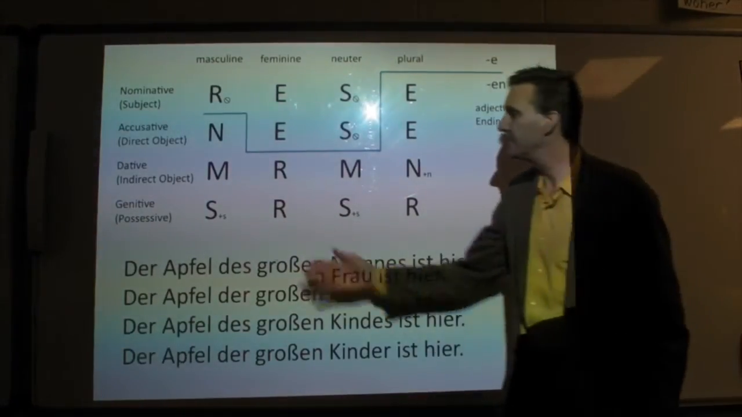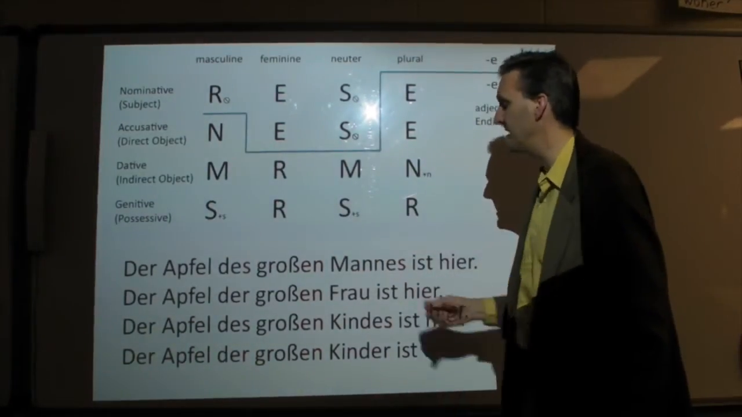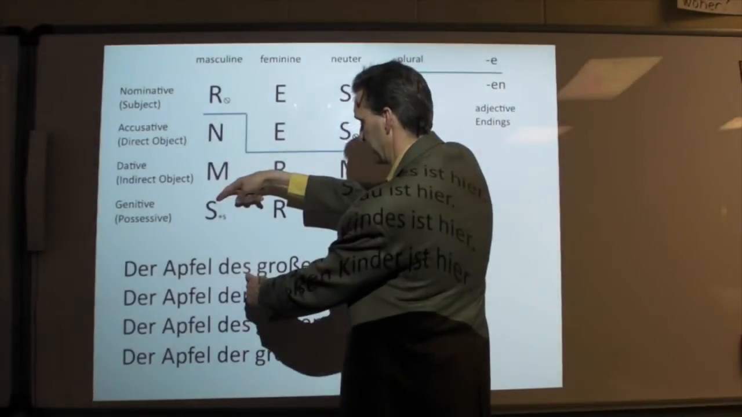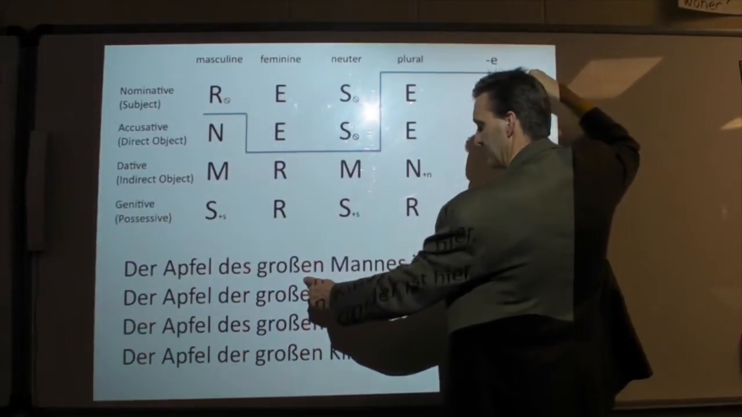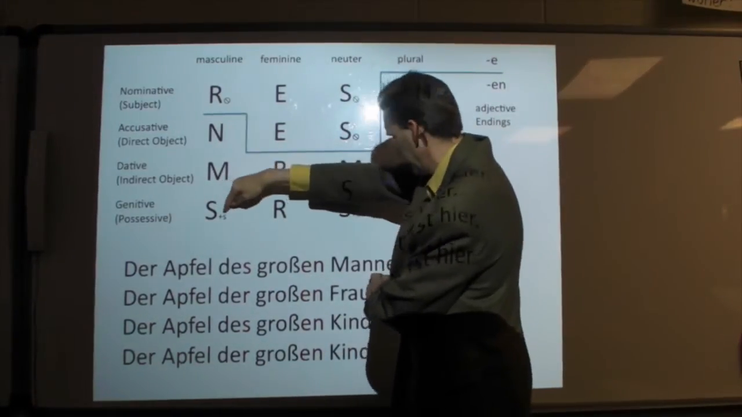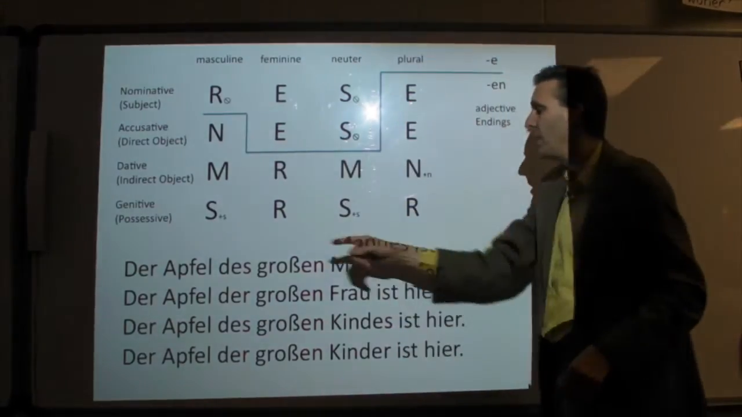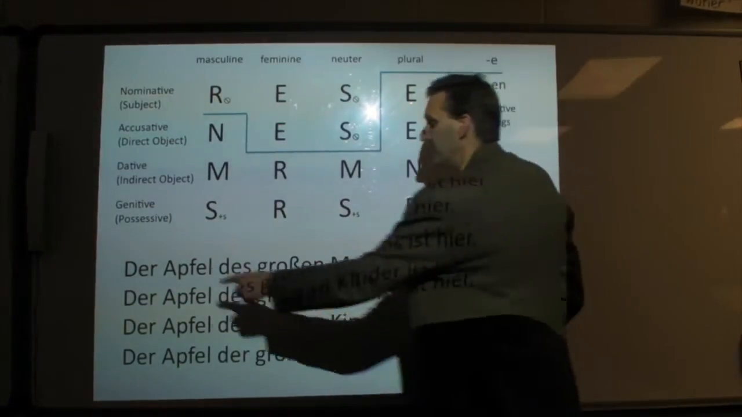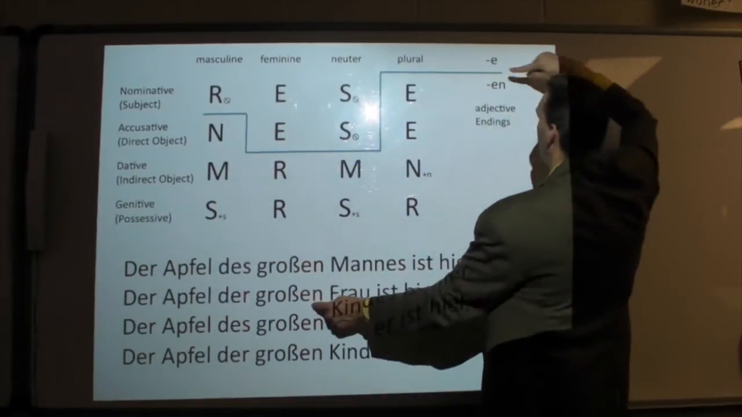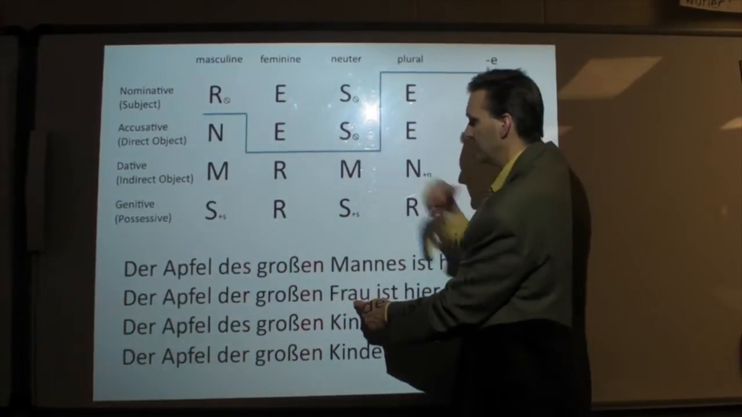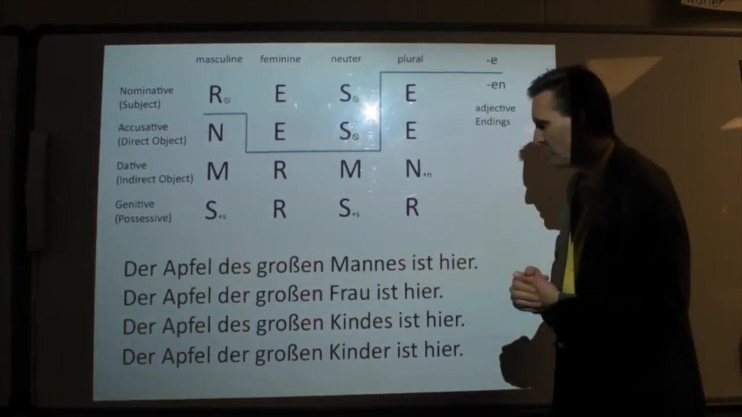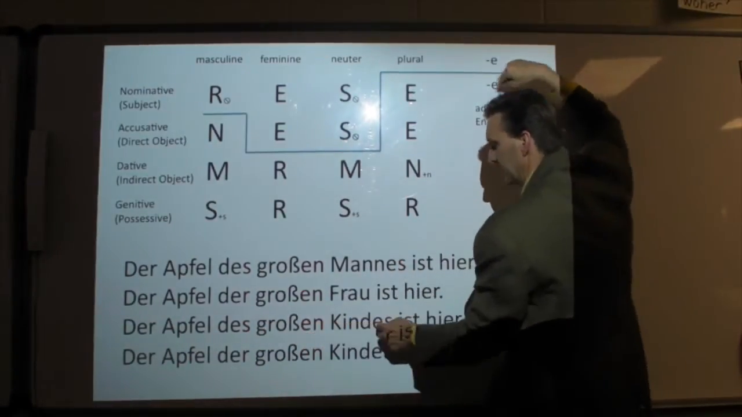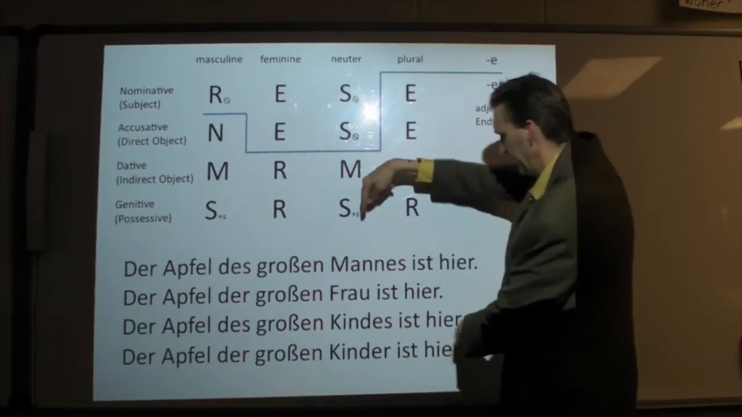Very good. And same thing with the genitive, every adjective is going to be en all the way down. So, der Apfel des großen Mannes. That smaller S there. Okay? So, the apple of the big man is here. The big man's apple's here. Or, der Apfel der großen Frau ist here. The big woman's apple is here. Der Apfel des großen Kindes, this one here, is here.